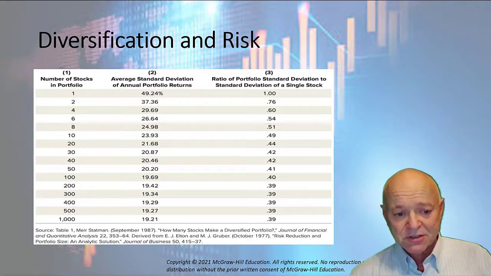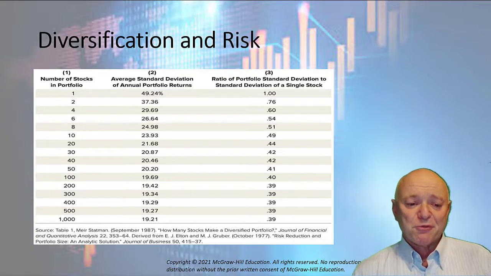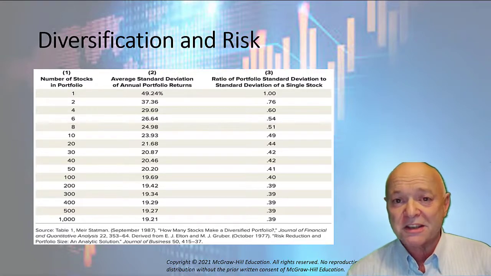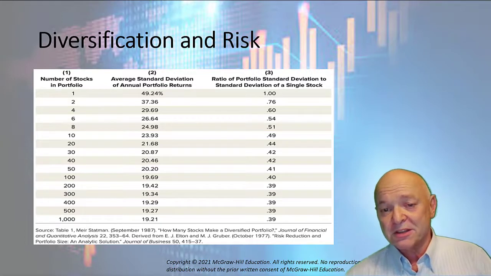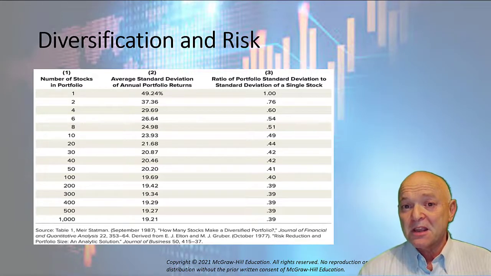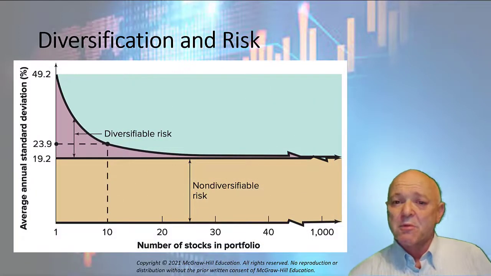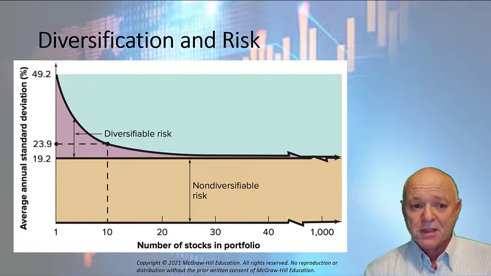By the time we get to, say, 20 stocks in the portfolio, we have a standard deviation of only about 21 or 22%. And if we have 1,000 stocks in the portfolio, well, that's going to fall to about 19.2%. So certainly to a particular point, you can see the rate of standard deviation decline is quite steep until we get to a certain point. And we can see that when we take a look at this type of diagram.